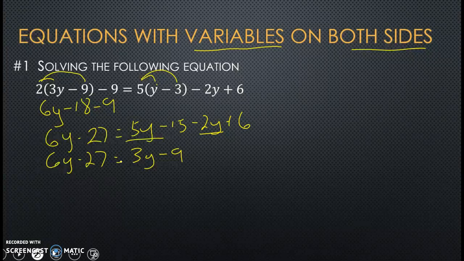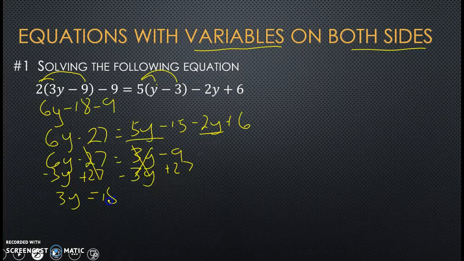So then I want to get the y's on the same side of the equation. So I'm going to subtract 3y from both sides here. Here the 3y's cancel out. That's nothing, 0y. But 6y minus 3y is 3y. I'm going to also add 27 to both sides. So the 27's cancel out. Negative 27 plus 27 is 0. But negative 9 plus 27 is 18. And then when you divide both sides by 3, we get our final answer of y equals 6.